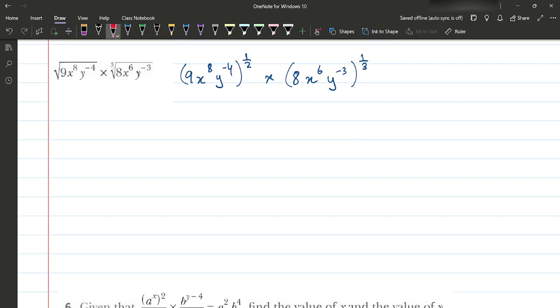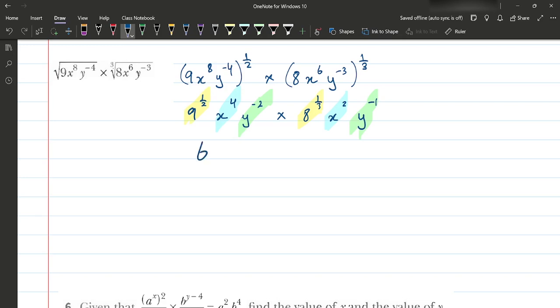Okay, so let's distribute the power out. 9 to the power half, x to the power 8 over 2, which is 4, then y to the power minus 2, because minus 4 times half is minus 2, times 8 to the power 1/3, x to the power 2, because 6 times 1/3 is 2, and then y to the power minus 1. Okay, we're going to do the same method: multiply out the integers, then multiply out the x's, then multiply out the y's, and that should be it. So 9 to the power half times 8 to the power 1/3 gives us 6.